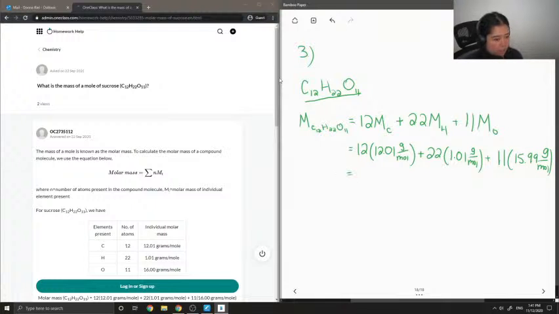So now I can just add all these different values together, and I end up with a total molar mass of around 342.34 grams per mole.